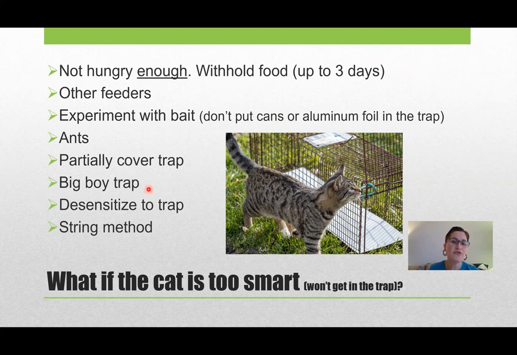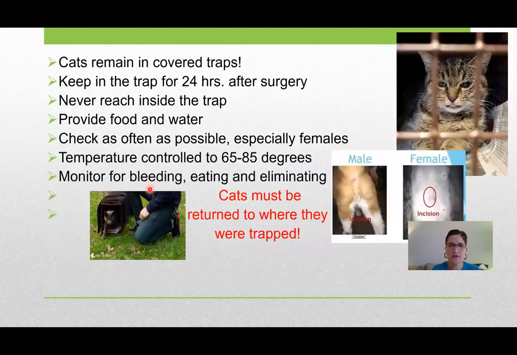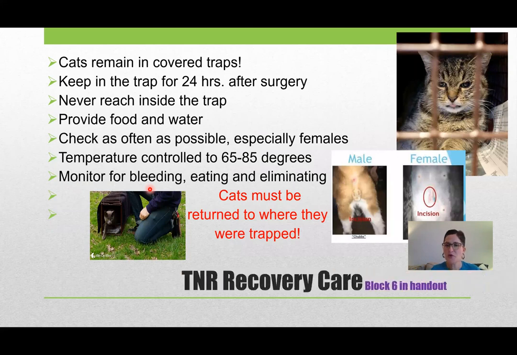All right, big boy trap. So let's just say you have a big old stray tomcat with a big old head and you're like, there's no way he's going to fit in this trap, or a big old pregnant female. You can actually request the big boy trap. And yes, that is what they're called. So you can request the big boy trap when you are requesting traps. And we do have those, same price, $75 loan fee. Okay, desensitize the trap and the string method. So I already showed you all how those work. So that's that.